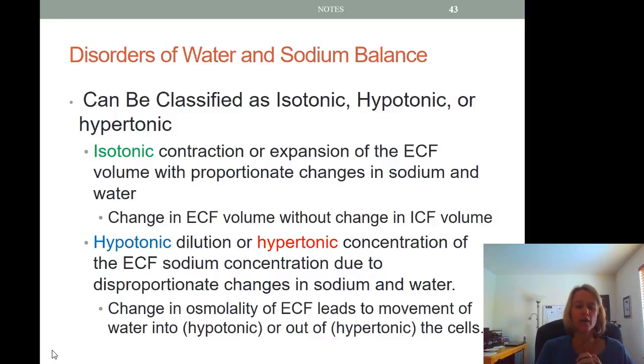We can also have hypotonic dilution or hypertonic concentration of the extracellular fluid sodium concentration, and this would be due to disproportionate changes in sodium and water. And this is because a change in the osmolality of the extracellular fluid leads to movement of water into, in the case of a hypotonic solution, or out, in the case of a hypertonic solution, of the cells.